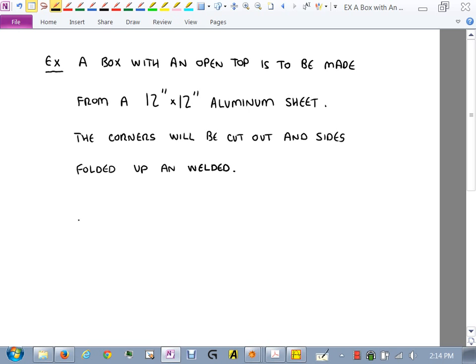Okay, this is supposed to be a 12 by 12 sheet of aluminum. I know it doesn't even look like a square, but let's just act like it is. So what we're going to do is form a box with an open top. We're going to cut the corners out like this, cut those corners out, and fold the edges up.